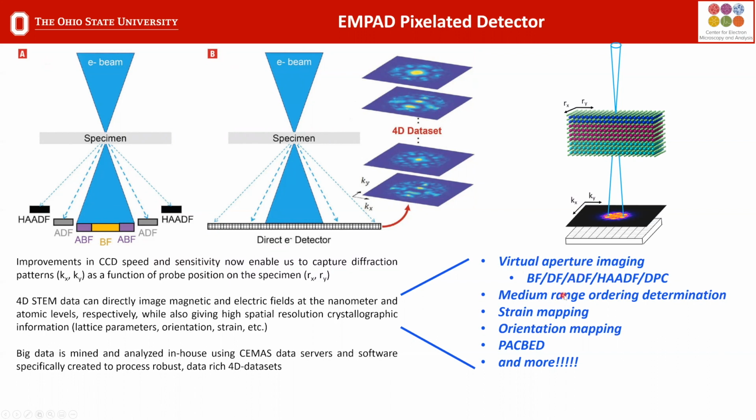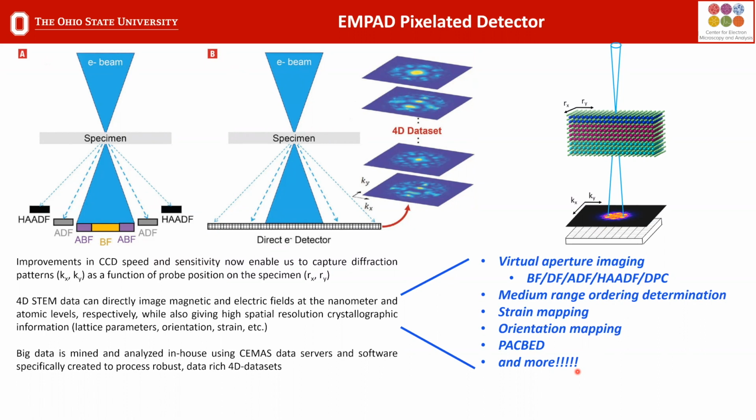There are new things that become more possible. Medium range order fluctuation microscopy is a new possibility for characterization. Strain mapping becomes very possible with this, depending on the resolution of your pixelated detector and the displacements you're trying to look at. You now can do orientation mapping. You can do packed bed analyses and much more. This is just a brief list, and I think there's going to be more that comes out.